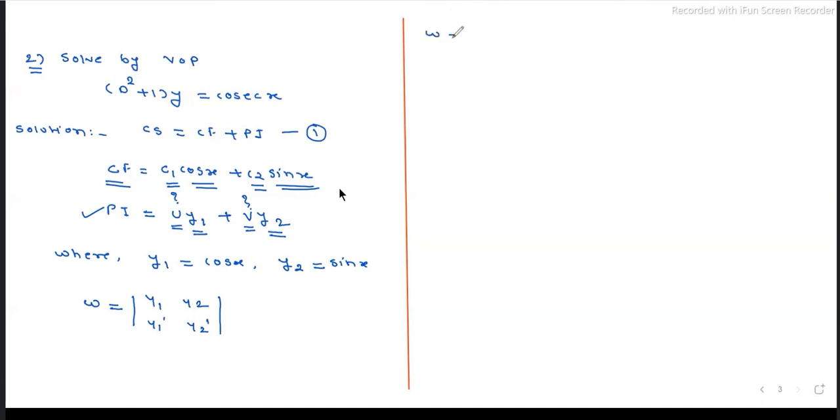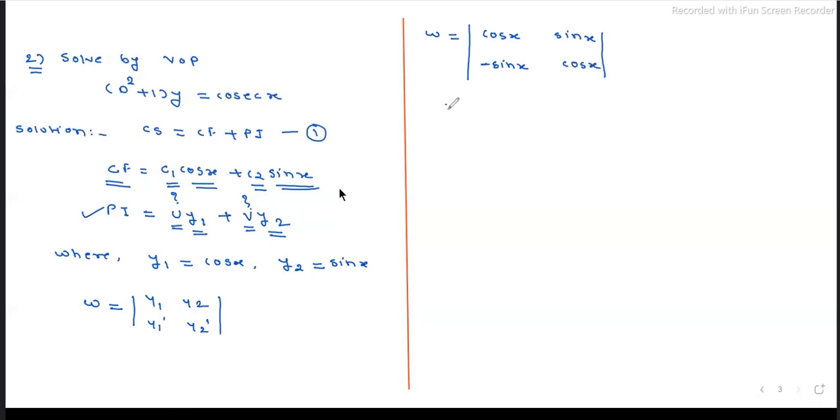सो w is equal to determinant of replace y1. y1 is cos x. Replace y2. y2 is sin x. In the second row, we need to write down the derivatives. Derivative of cos x is nothing but minus sin x. Derivative of sin x is nothing but cos x.